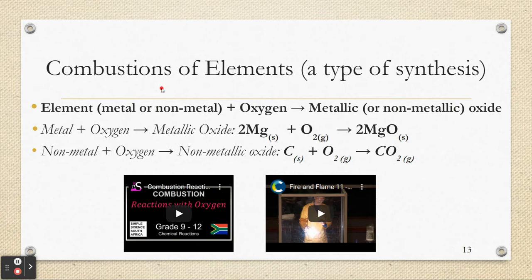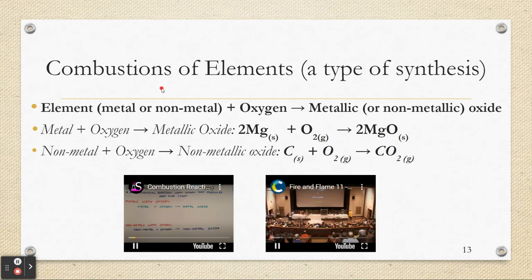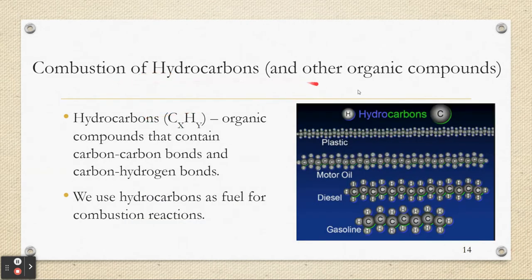But what we also focus on quite a bit in grade 11 is the combustion of hydrocarbons and other organic compounds. So hydrocarbons in general are chemicals that have a whole bunch of carbon and hydrogen. So in fact, a hydrocarbon is purely hydrogen and carbon. We put CxHy to say that there's a certain number here. So for example, C4H10, a whole bunch of carbons and hydrogens attached together, is a hydrocarbon.